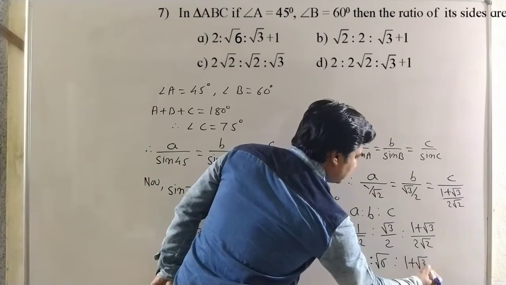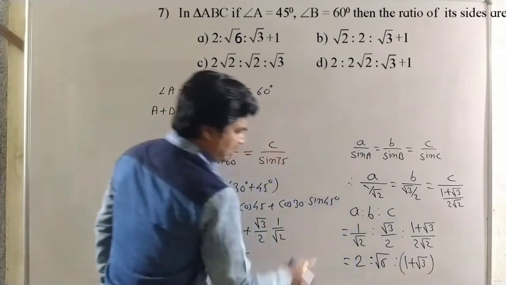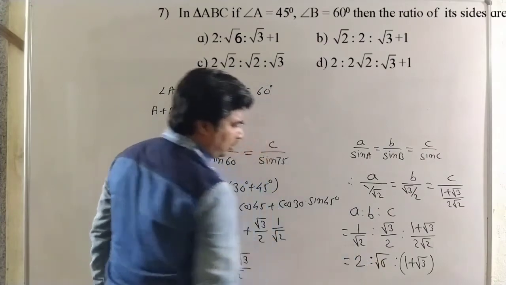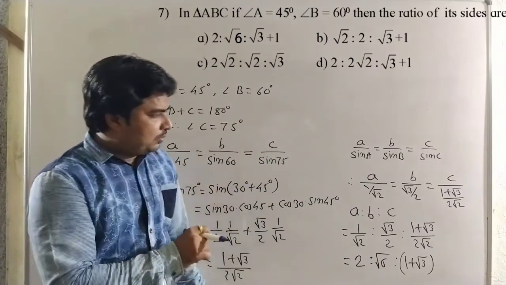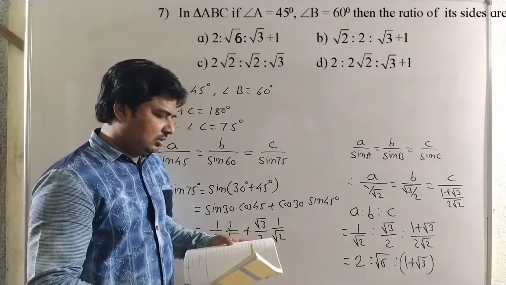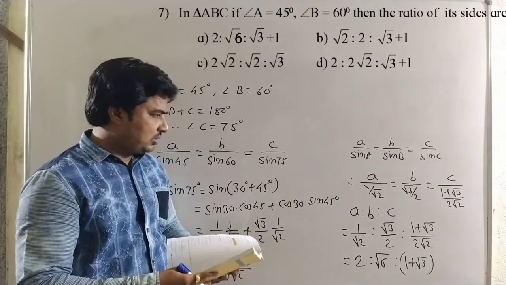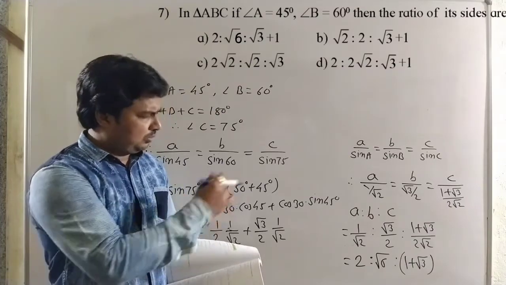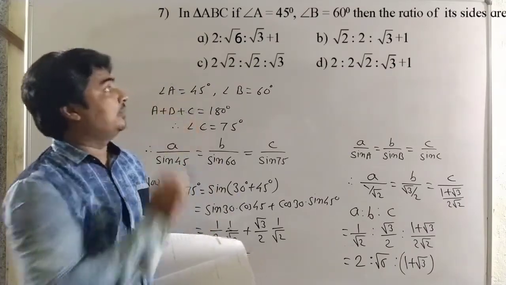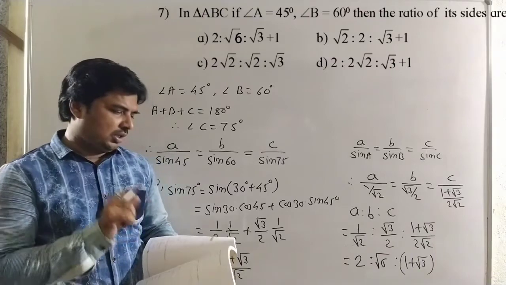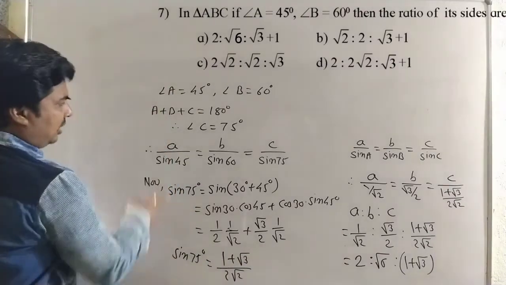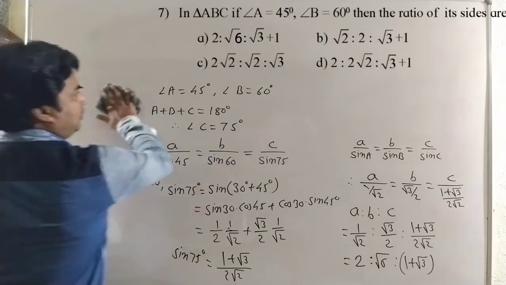And here the ratio of a is to b is to c, that is the ratio of its sides, is 2 is to under root 6 is to 1 plus under root 3. Or 2 is to root 6 is to root 3 plus 1. Here it is option A. See carefully this option, option A is the correct answer. Now the next, see carefully, here is the sine rule and this is the sine rule.